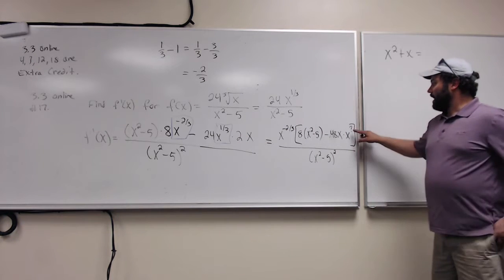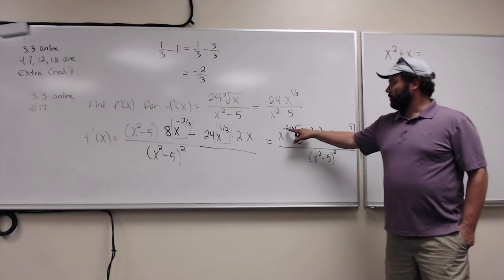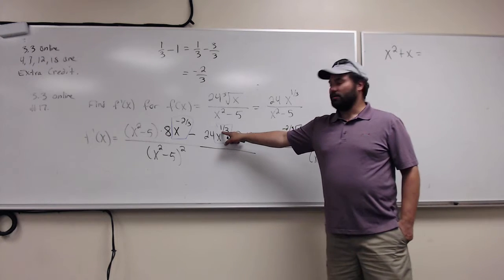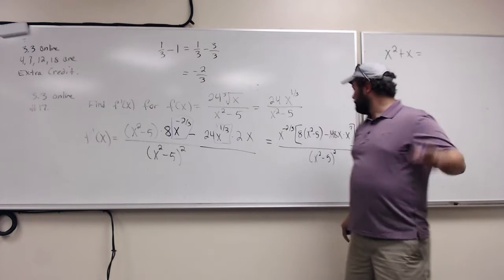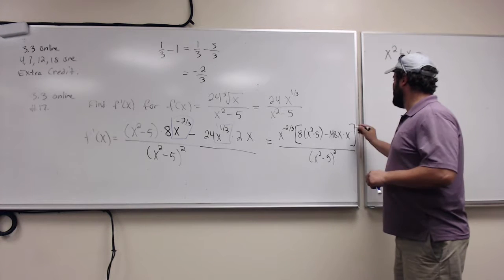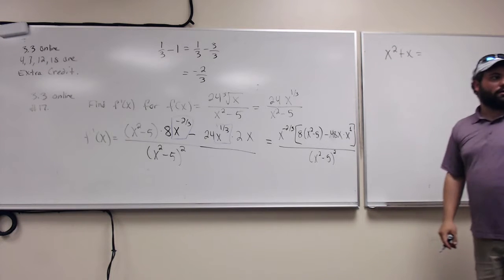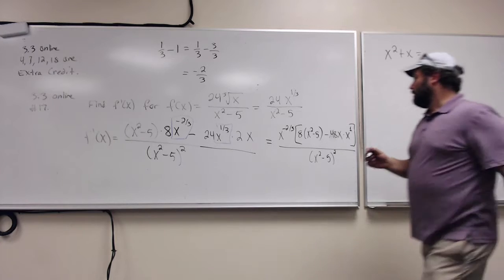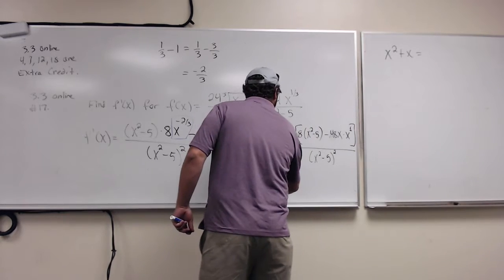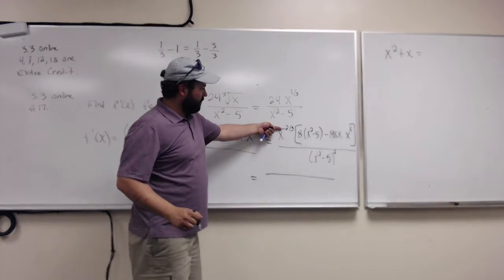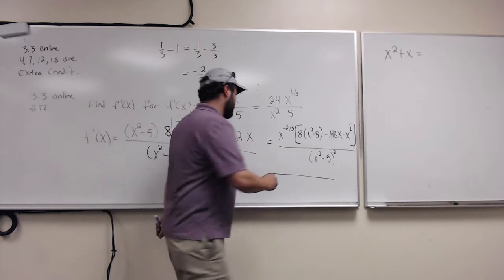Anybody have a guess? What power do I need here so that this power plus negative 2/3 gives me positive 1/3? 3/3. It'll be 3/3, or we can just leave it as positive 1. Okay. And then what they do from here is they take something with a negative exponent and bring it to the bottom with a positive.